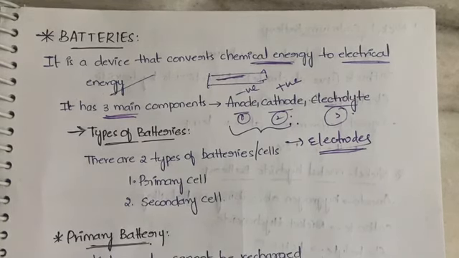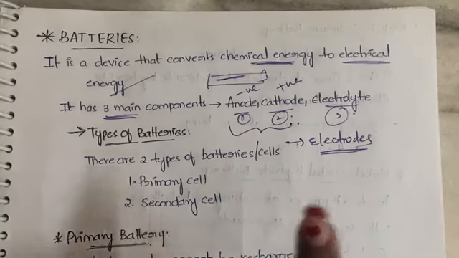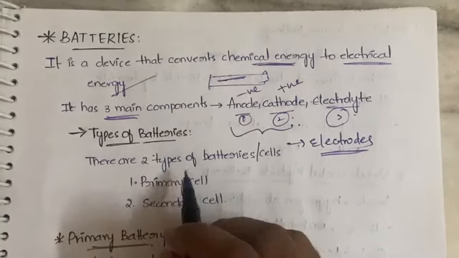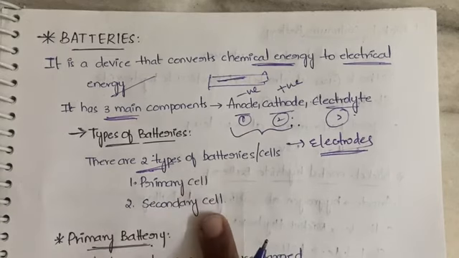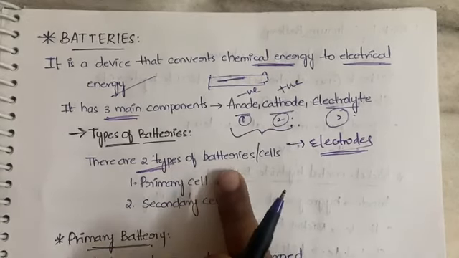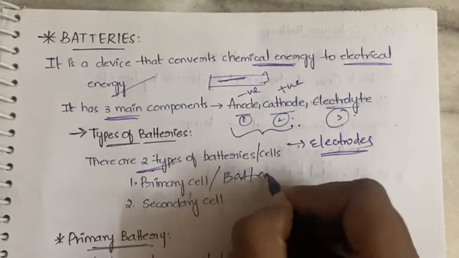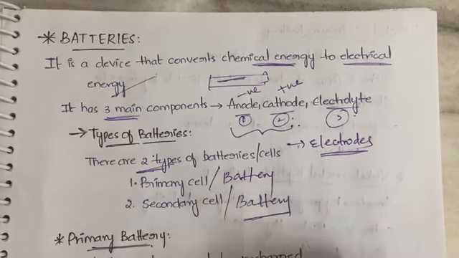Okay, so now what are the different types of batteries we have? Let us see. You are clear about what a battery is: chemical energy to electrical energy. Next, three main components: anode, cathode, electrolyte. Next, types of batteries. We basically have two types of batteries: primary and secondary. Primary cell or primary battery, you can say battery also. Secondary cell or secondary battery. Okay, we have two types.